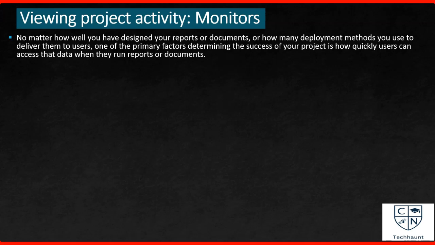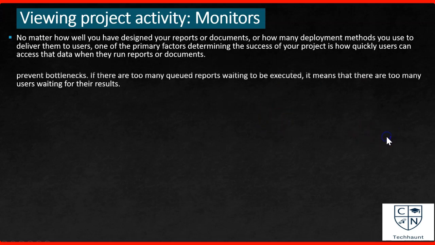to configure your Intelligence Server to prevent those bottlenecks. Let's suppose your Intelligence Server is configured for 500 requests at a time, but you are getting 1000 requests. So of course there will be some deadlock kind of situation at your Intelligence Server, or the performance will decrease. If there are too many queued reports waiting to be executed, it means there are too many users waiting for their results. If bottlenecks do occur, you need to be able to observe and respond to them promptly. So that's your responsibility. Okay.